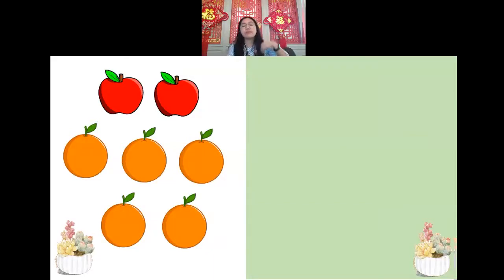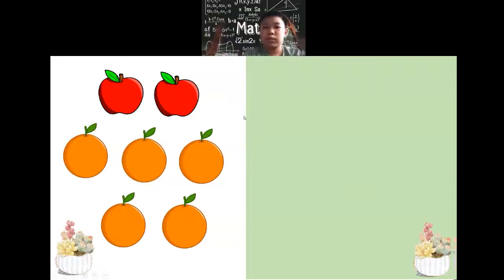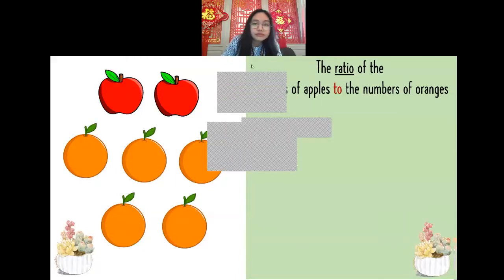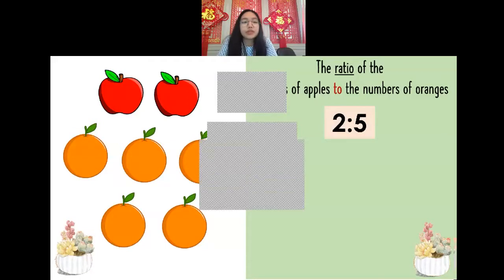Okay, now I have here some apples and oranges. What do you think is the ratio of apples to oranges? 2:5. Yeah, you can have 2:5. 2/5. Yes, you can also have 2/5. Now, please read the words: the ratio of the number of apples to the number of oranges. First you have to look, what is the first mention? Is it apples or oranges? The first mention here is apple, that means you have two.